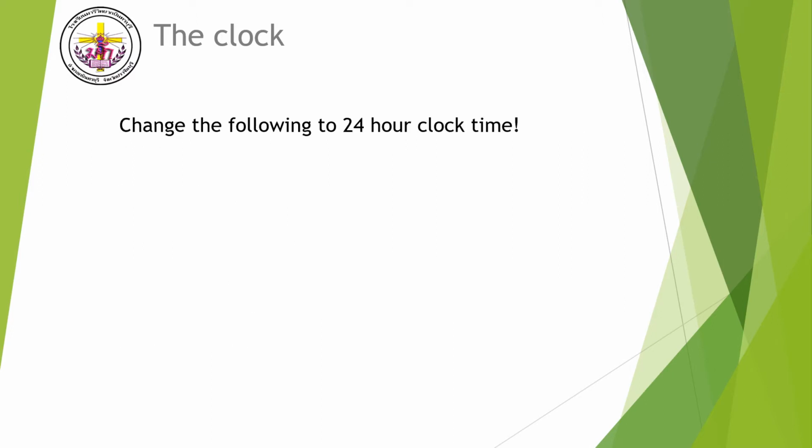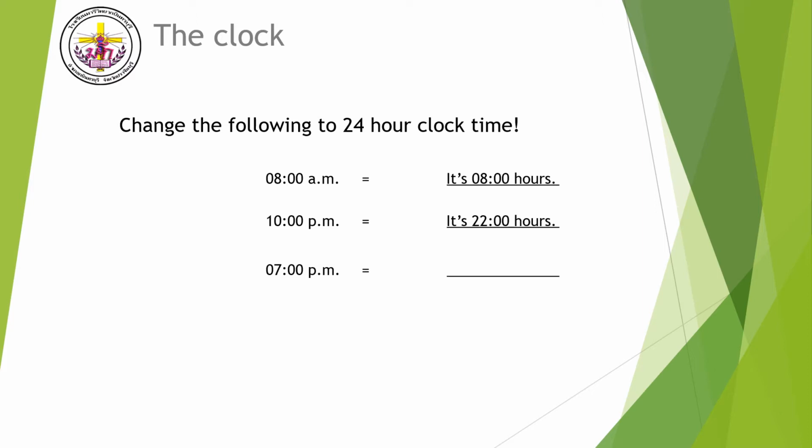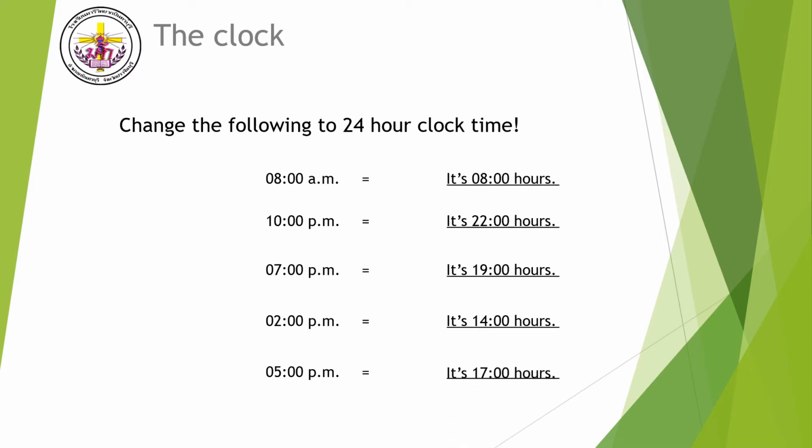Change the following to 24-hour clock time. 8 AM. It's 8 hours. 10 PM. It's 22 hours. 7 PM. It's 19 hours. 2 PM. It's 14 hours. 5 PM. It's 17 hours.